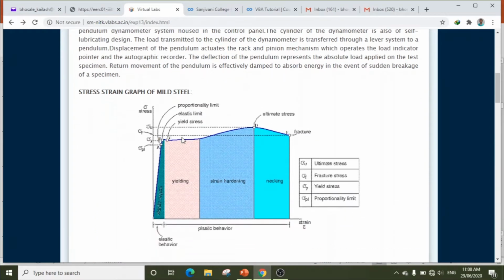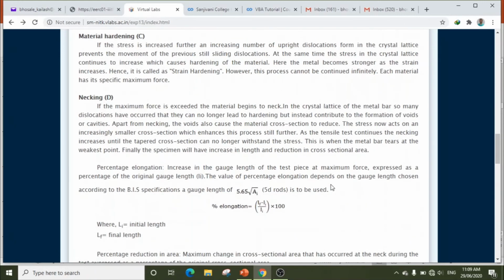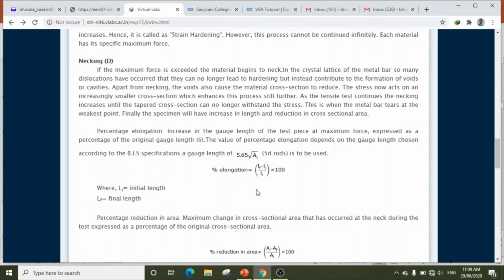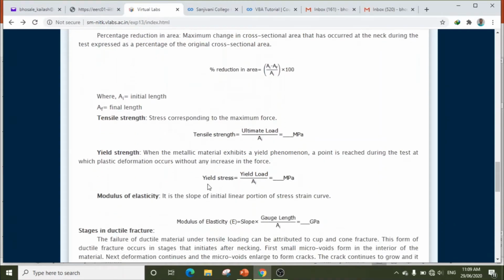This is the graph of the stress and strain diagram of mild steel. This is the elastic region. Then we are getting some points: proportional limit, elastic limit, and yield point stresses. After that, yielding starts, plastic deformation starts, then strain hardening, and last is necking. From that you can find out the ultimate stress, fracture stress, yield point stress, and proportionality. They have given good information about this. The percentage elongation, percentage reduction in area, tensile strength, yield point strength, and modulus of elasticity you can find out from the graph.